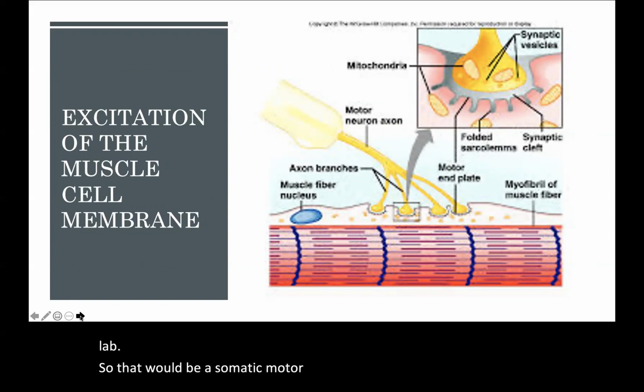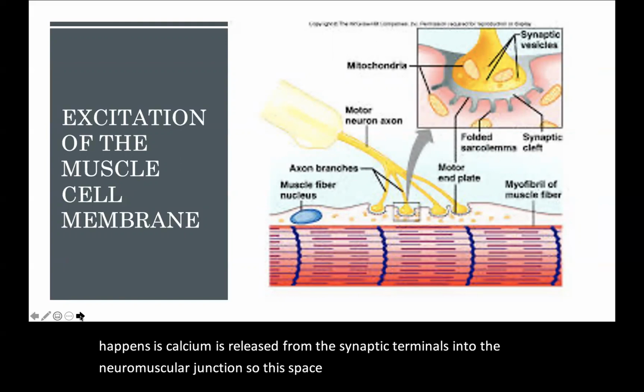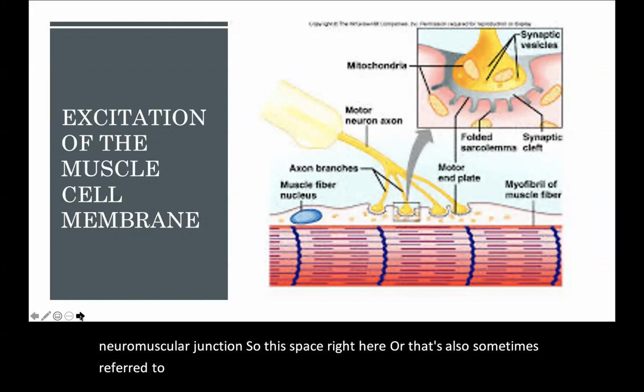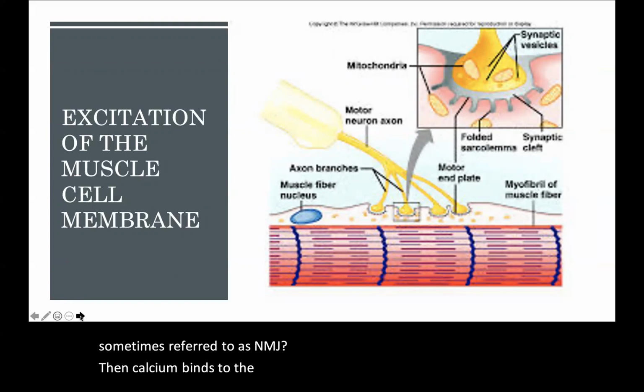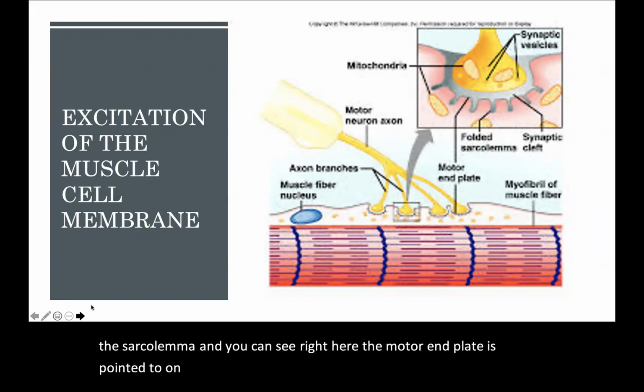Then the next thing that happens is calcium is released from the synaptic terminals into the neuromuscular junction. So this space right here is also sometimes referred to as NMJ. Then calcium binds to the receptors on the motor end plate portion of the sarcolemma. And you can see right here, the motor end plate is pointed to on this close-up here and down here. So you can see it in both views.